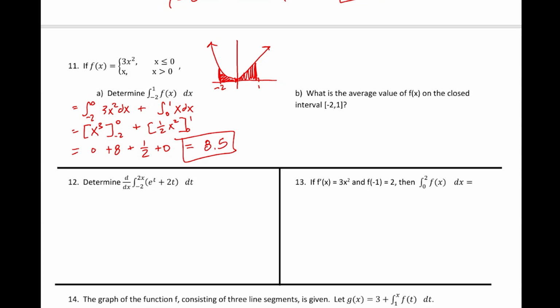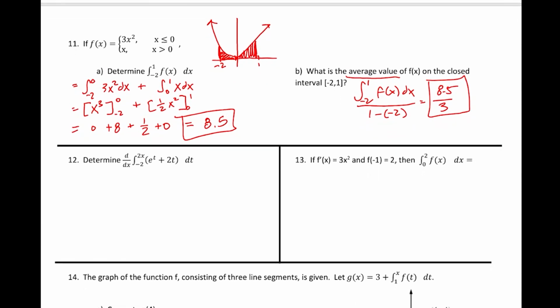Part B says, what is the average value of f of x on the closed interval -2 to 1? So average value is going to be the integral from -2 to 1 of f of x dx divided by 1 minus -2. Now, we already calculated the integral from -2 to 1. We did that over in part A. So we know that's going to be 8.5 divided by 1 minus -2, which is 3. Yeah, that's it.